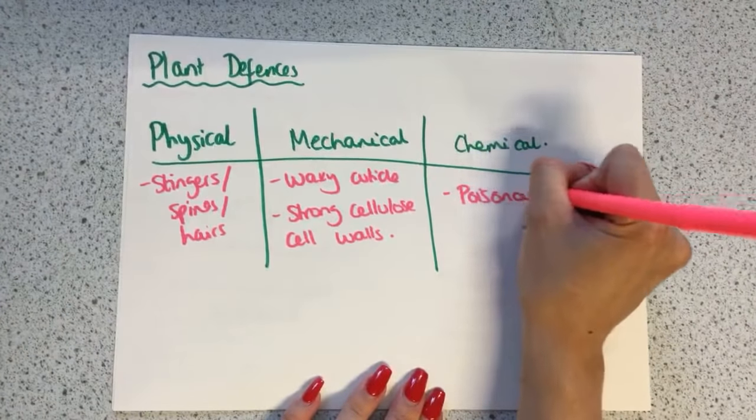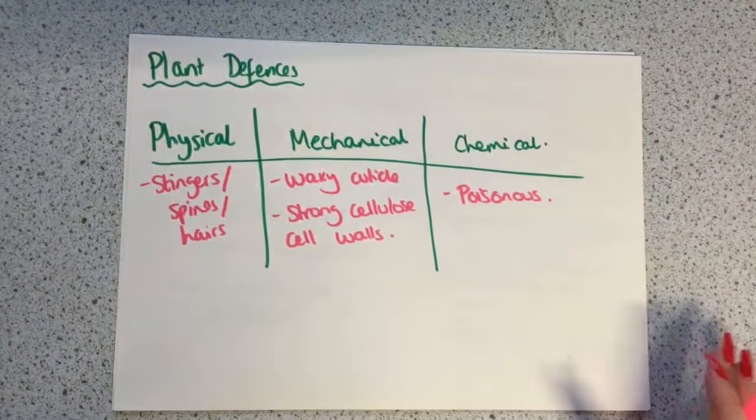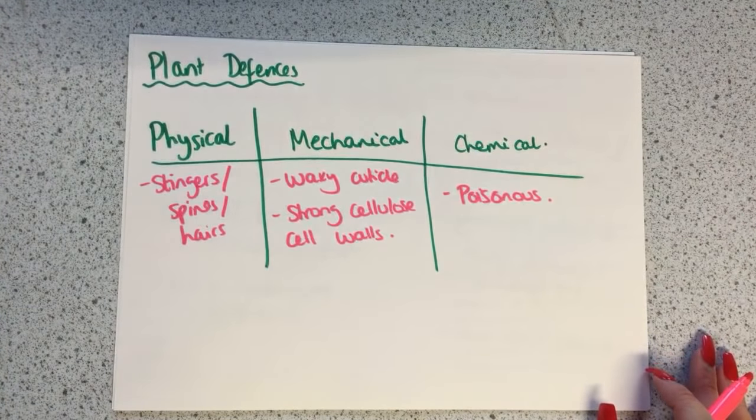I'm going to have to spell poisonous now. Poisonous, which obviously if they're poisonous, they are not going to be wanting to eat them.